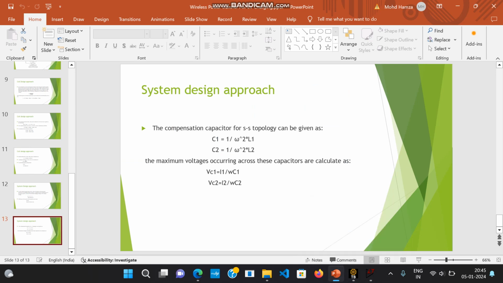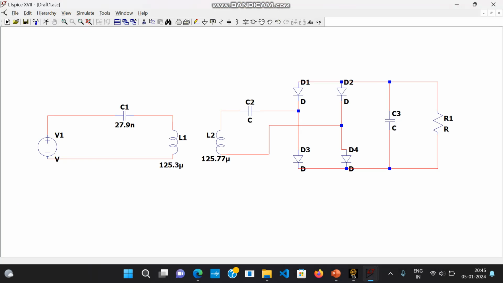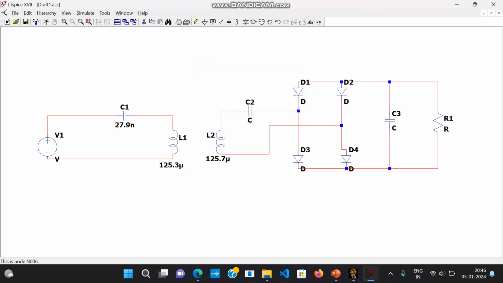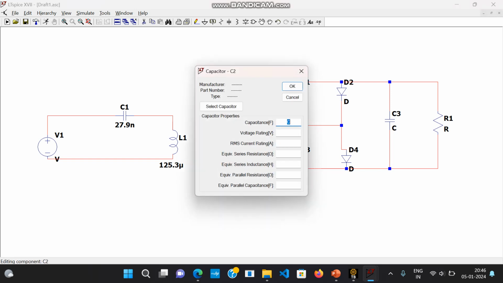Okay, the same you have to follow for C2, which is the receiver side capacitor. So again we are following the same formula, just replacing the value of inductance from 125.3 to 125.7. Then we are getting approximately the same value, 27.8 nanofarads. Okay, 27.